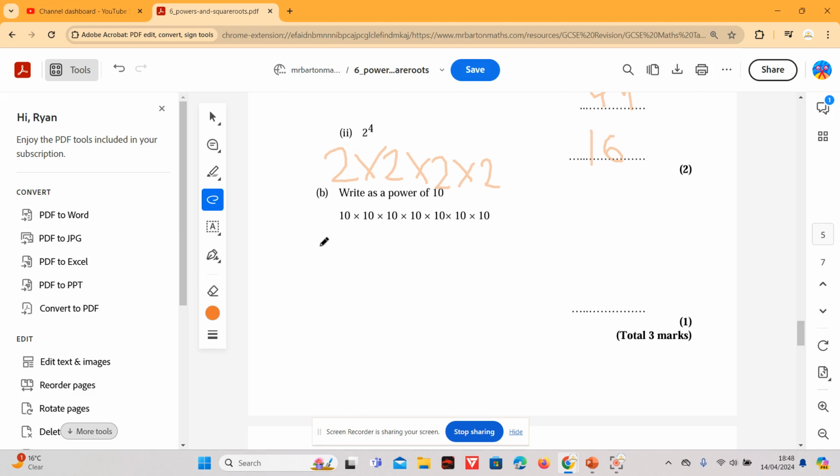Right, 10 to the power of 7. So if you remember from before, for this question, you just essentially count how many 10s there are. So 1, 2, 3, 4, 5, 6, 7. There's 7 of them. So what we do for this is we write a 10, and then we write a little 7 at the top.